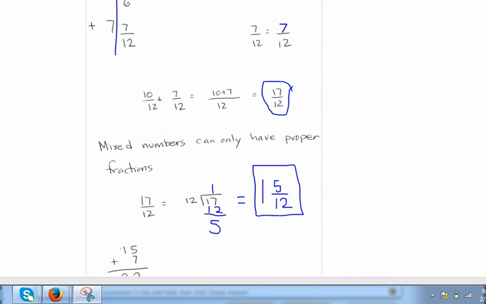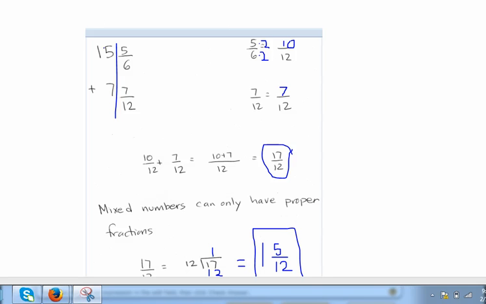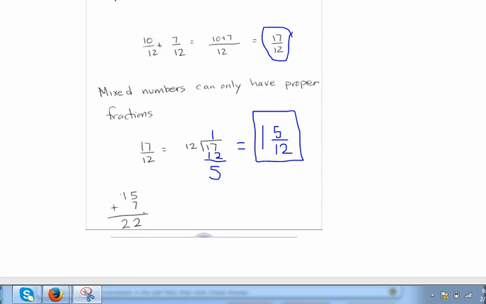Now I can go back to my whole numbers, which were 15 and 7, and I can add those. So 15 and 7 is 22. So what I need to do now is add 22 and 1, because that was what I got from adding my fractions, and that's going to be equal to 23. And then I keep my fraction part. So the final answer is going to be 23 and 5/12. So this is my final answer right here.